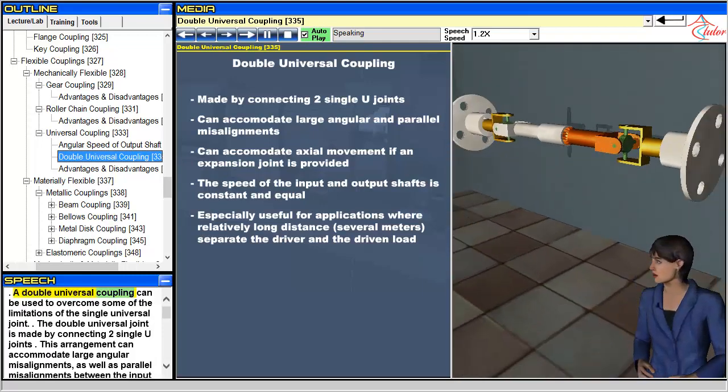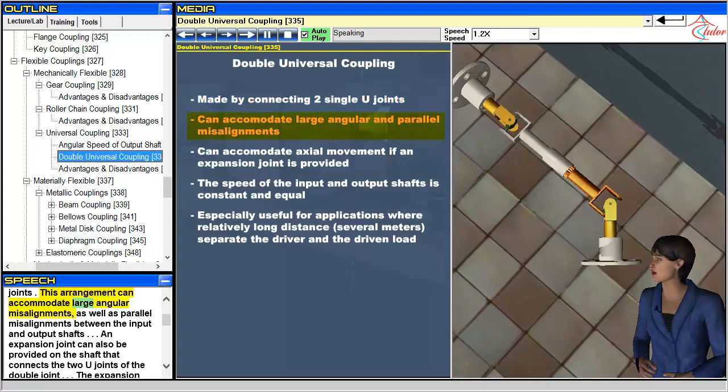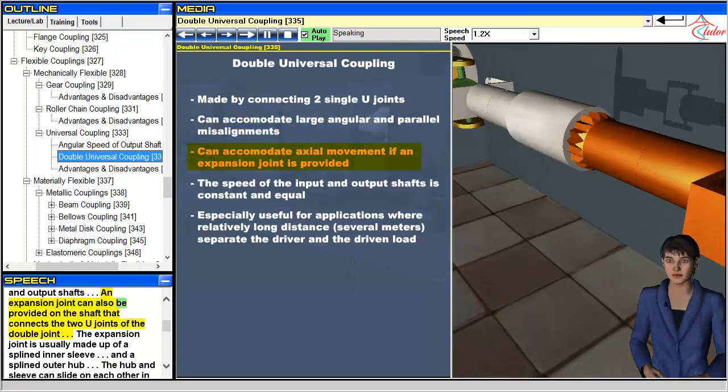A double universal coupling can be used to overcome some of the limitations of the single universal joint. The double universal joint is made by connecting two single U-joints. This arrangement can accommodate large angular misalignments, as well as parallel misalignments between the input and output shafts. An expansion joint can also be provided on the shaft that connects the two U-joints of the double joint.